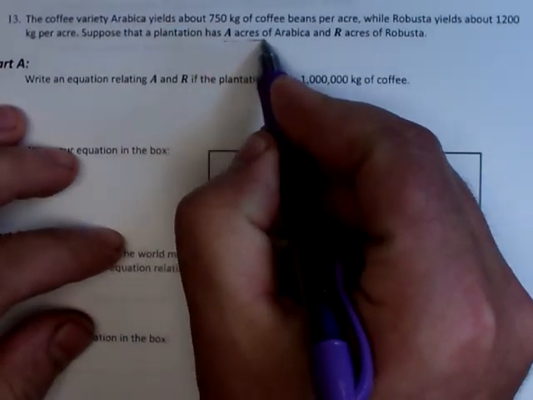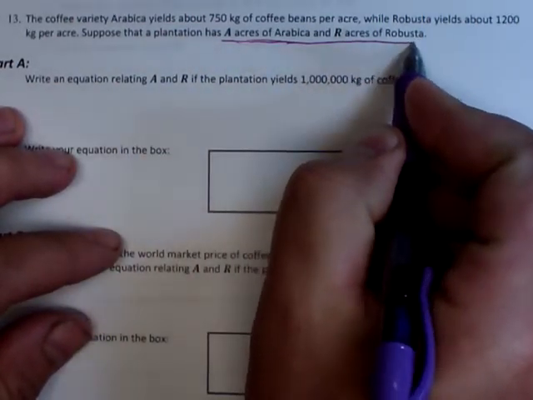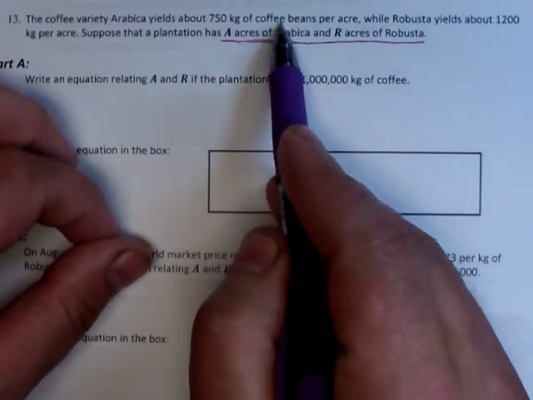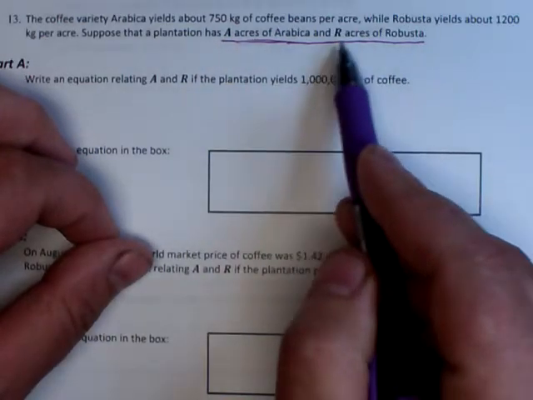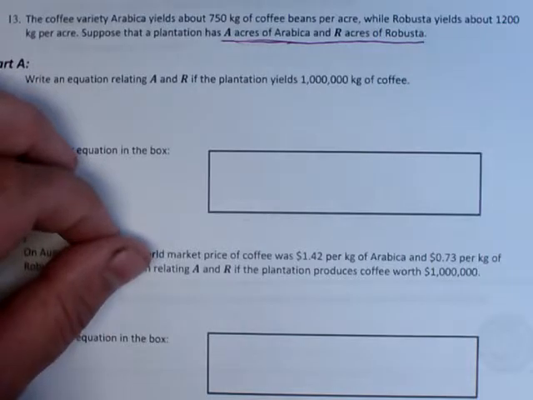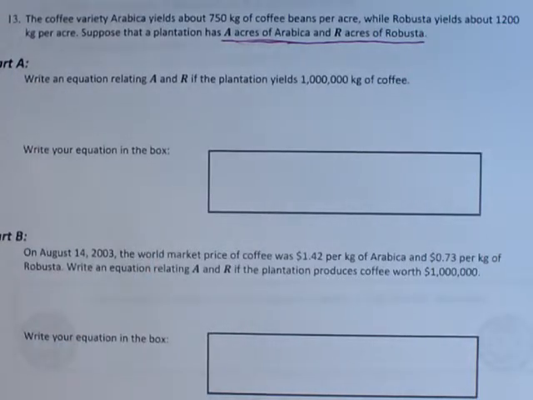What are they doing here? They are defining variables for us. They're saying that A stands for the number of acres of Arabica that are planted, and R stands for the number of acres of Robusta that are planted. Okay, so we're going to use those definitions as we write our equations.